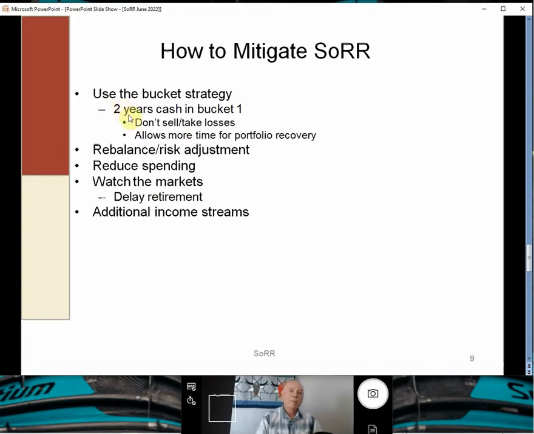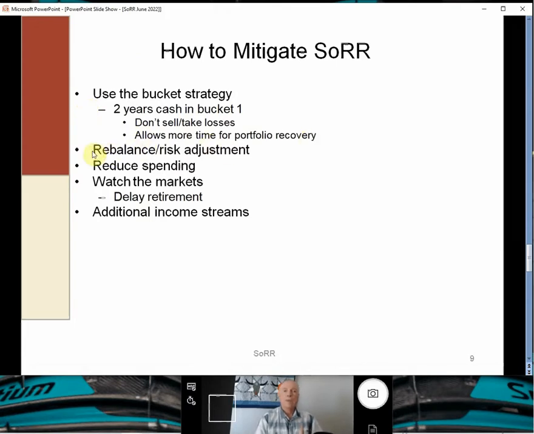And the thing about having 2 years in cash and using the bucket strategy is that if you do hit a downturn when you retire in years 1 or 2, the early years, don't take losses. Don't sell investments and lock in those losses. Use the cash you've put aside. It's kind of a contingency way of approaching sequence of returns risk. But what it does, it allows you more time for those investments that go down to recover. So I think this is one of the most effective ways that you can mitigate sequence of returns risk.